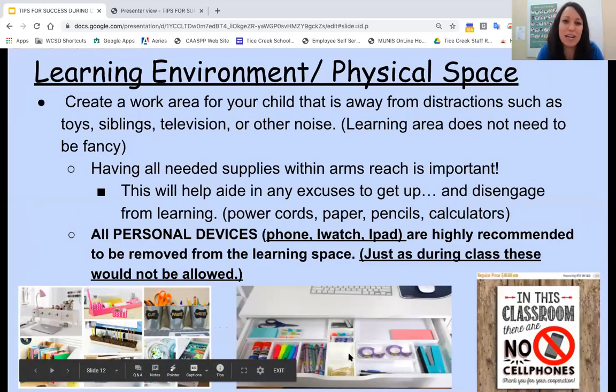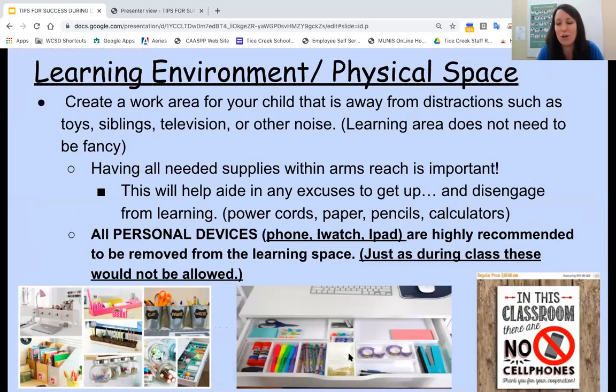Okay, so learning environment, physical space. The piece that I want to really echo is it doesn't need to be fancy. I know that Pinterest is wonderful and it's also awful at the same time. So it's great to find an area in your home that's away from distractions such as toys, maybe siblings, the television, or other noise, and it doesn't need to be fancy.